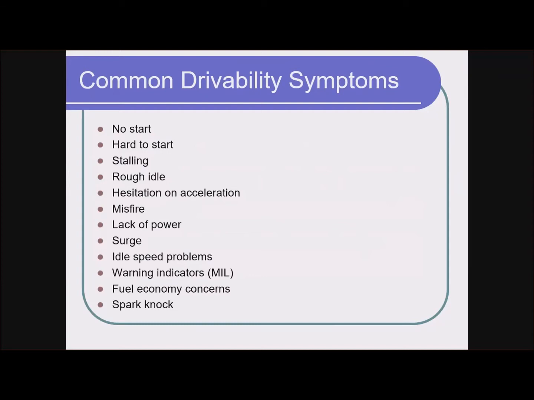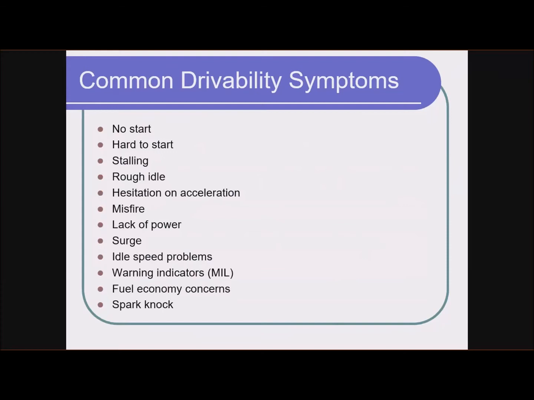Lack of power, I already talked about that a bit, right? It's just that the engine does not accelerate, the vehicle doesn't accelerate at the rate you would expect it to. Surge is kind of a weird one to describe if you've never felt it, but this is a situation where the power from the engine is inconsistent. So it begins to accelerate, and then the power falls off, and then it picks back up again, and falls off. So you have this feeling that's almost a push-pull feeling in the driver's seat.